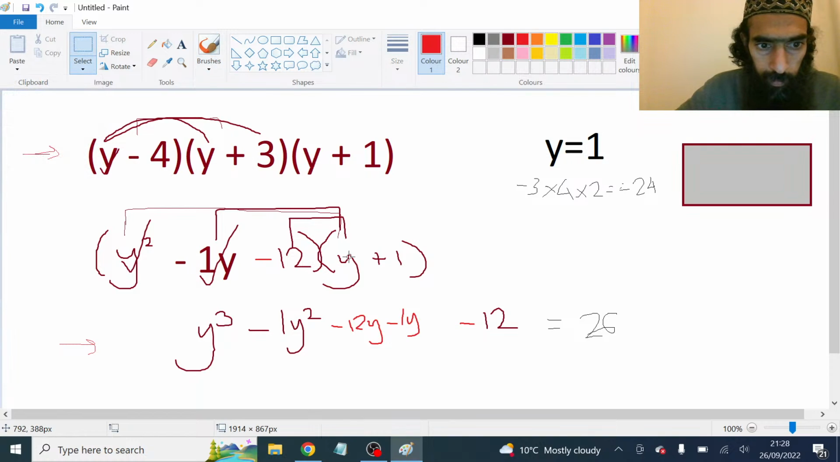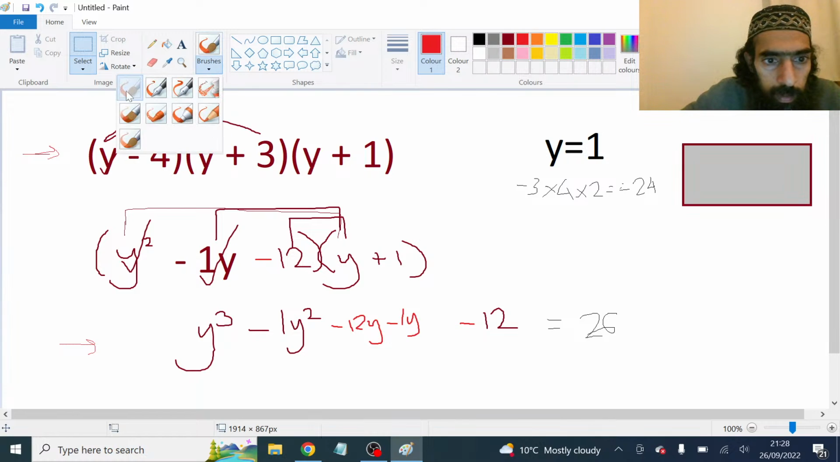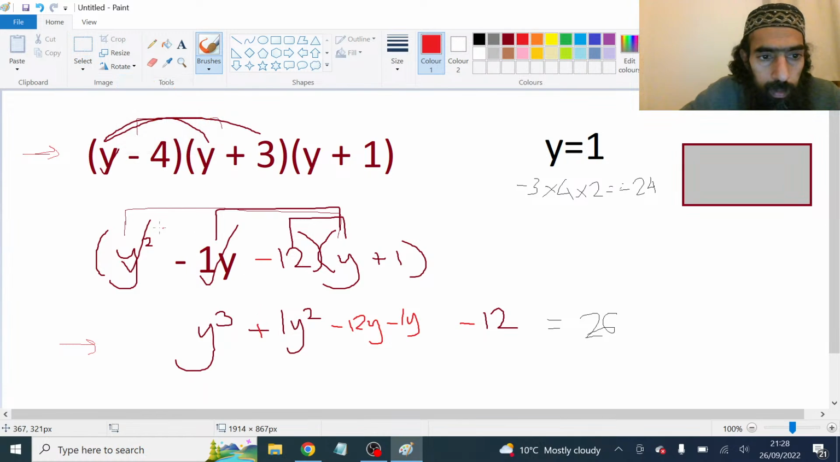And I'm just going to pause there just to make sure that is absolutely correct. Y cubed plus y squared. No, let me start again. Y cubed plus y squared, so that is a plus. And then we've got minus 1y squared. Then we've got minus 1y, minus 12y, and minus 12. So that looks pretty good now. So that's all correct. So very important to just go through that again.